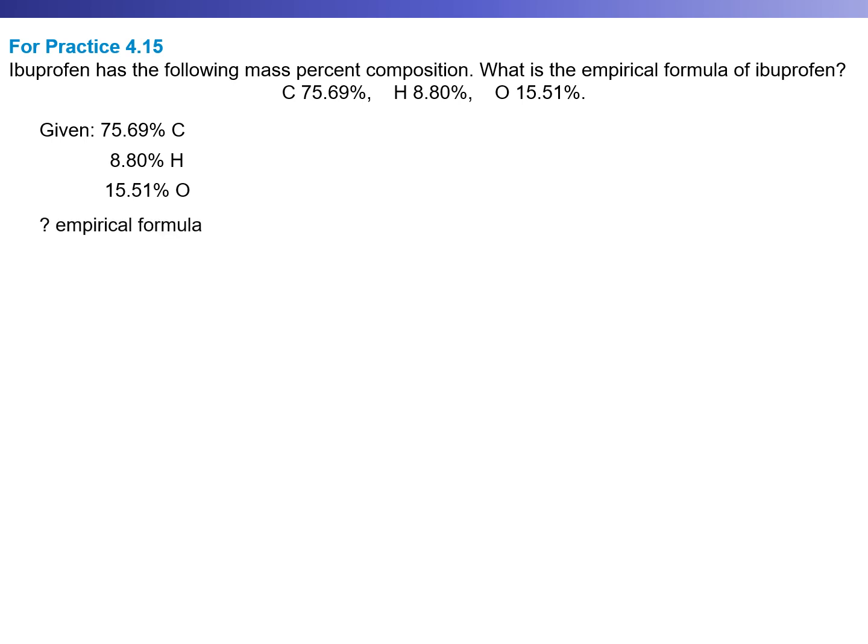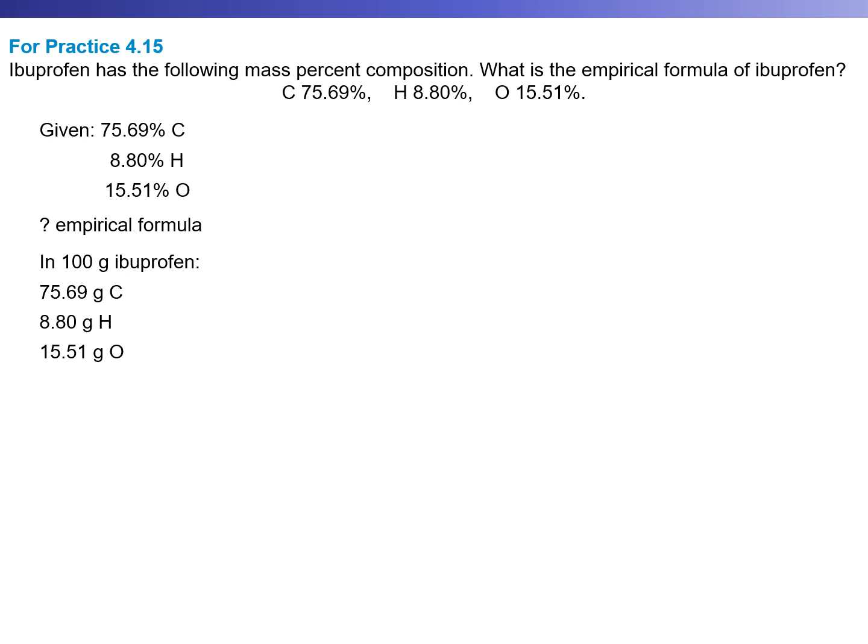Now we know that whenever we're given these percentages, we can get rid of the percentages and talk about them in terms of grams, and then if we take 100 grams of our molecule, then whatever percentage of each element was in there is going to be that many grams of that element that's in there. So we've got 100 grams of ibuprofen, which means that we've got 95.69 grams of carbon and 8.80 grams of hydrogen and 15.51 grams of oxygen.